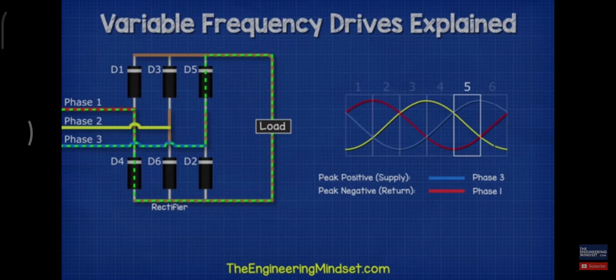In the next segment, we see that phase 3 is now approaching its positive peak, so the current flows through this phase via diode 5. It then flows through the load and then returns via diode 4 into phase 1.